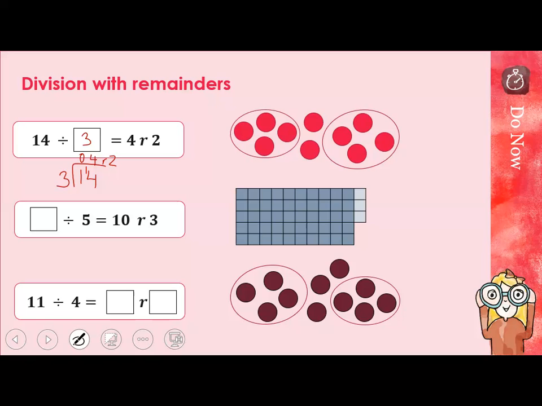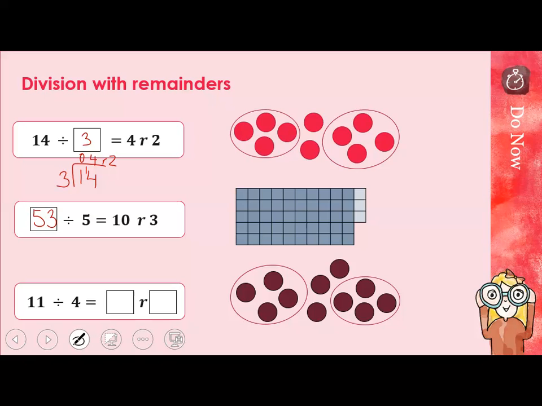What divided by 5 is 10 remainder 3? So this is quite a tricky one. We've got to work backwards a little bit. So I know that 50 divided by 5 is 10. But then I've got 3 left over. So my answer, well done if you were able to identify, was 53.